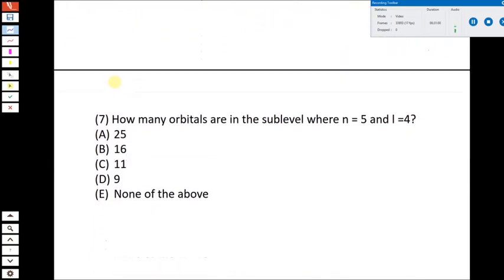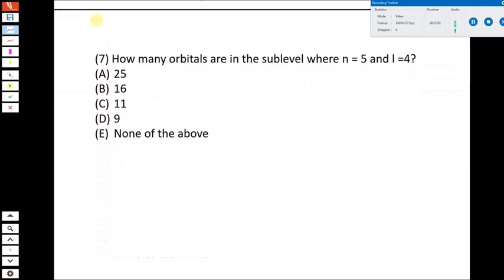All right. Another question about quantum numbers, and we want to know how many orbitals are in the sublevel where n equals 5 and L equals 4. Now, there's a long way and a short way to do these types of problems.